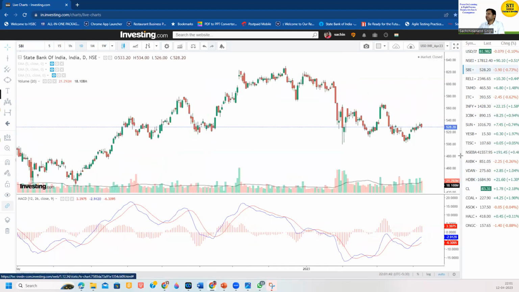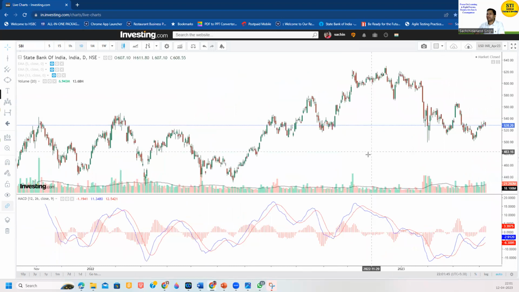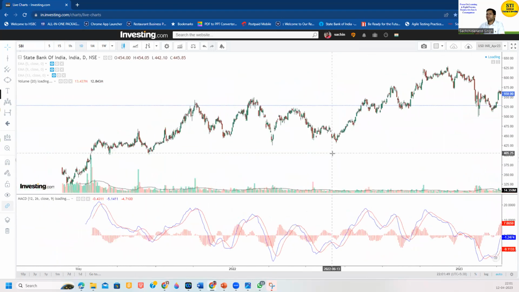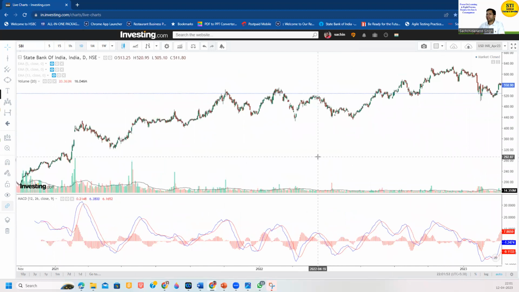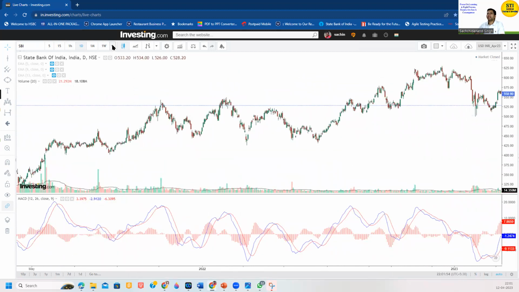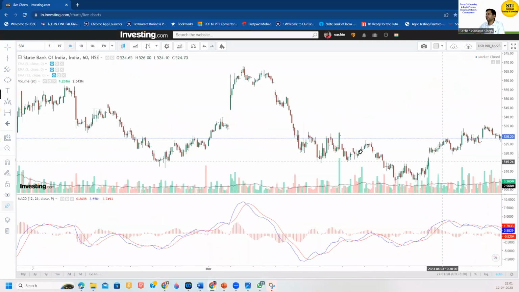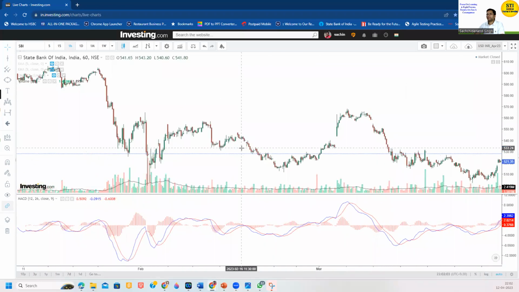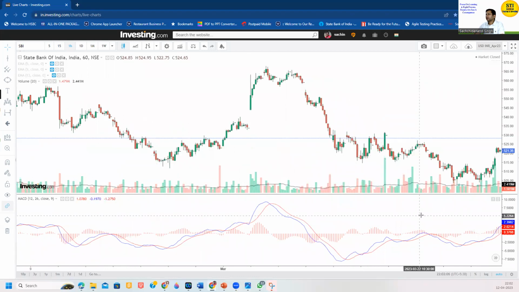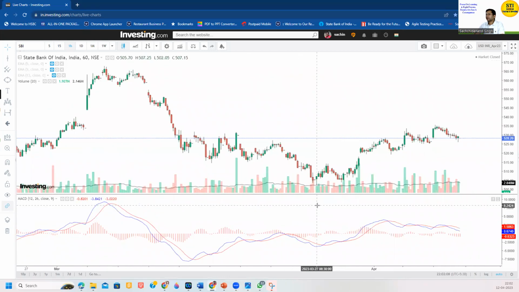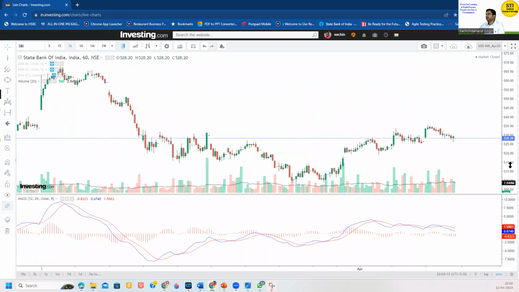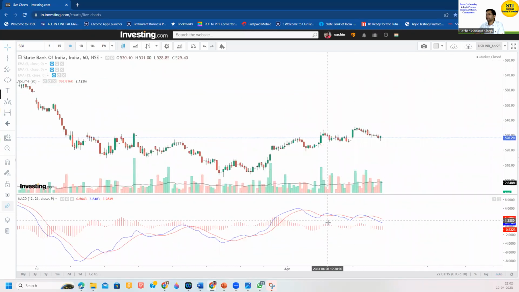So this is the SBI I have selected. It is a daily time frame. Let us look at the MACD line. Maybe I'll reduce the time frame, let's say hourly or so. Yeah, let's take even a recent example. So if you look at this SBI chart, the recent example.